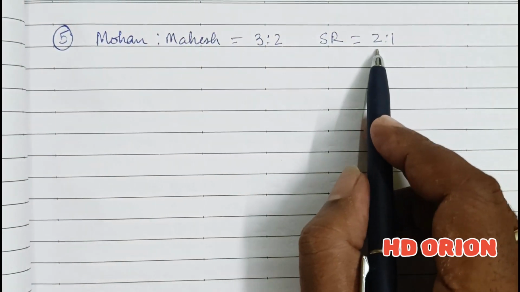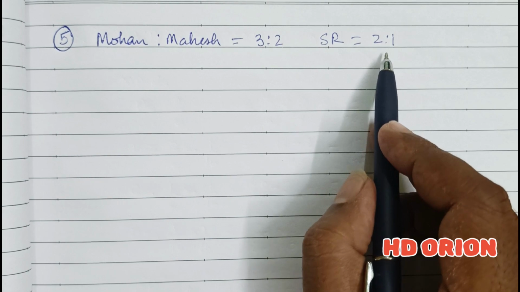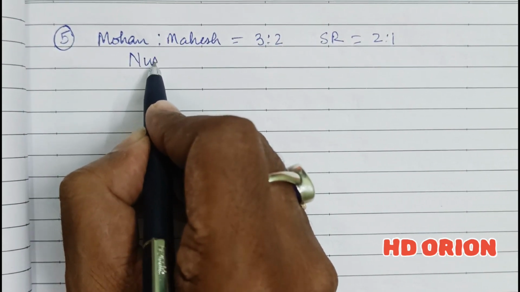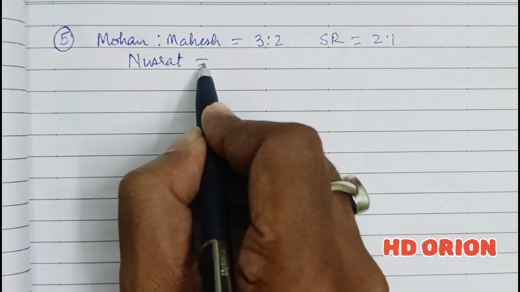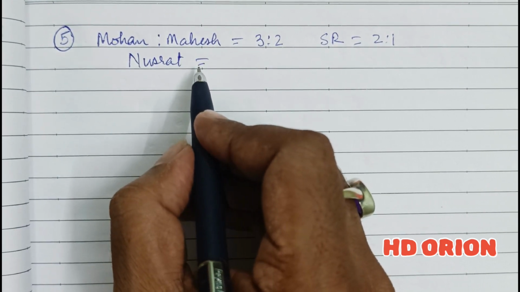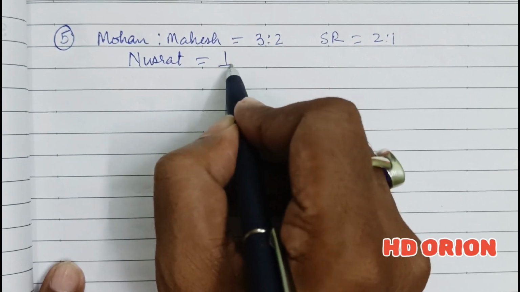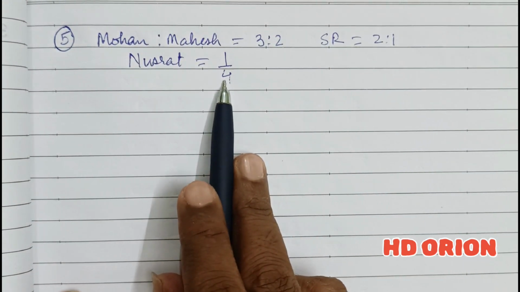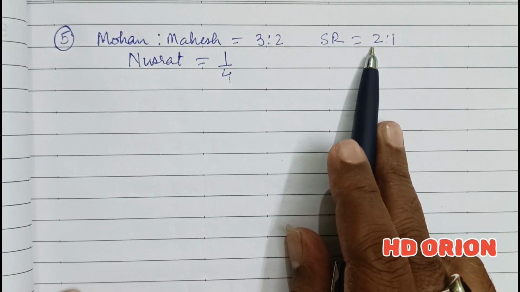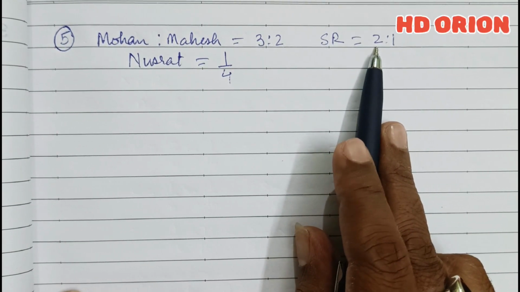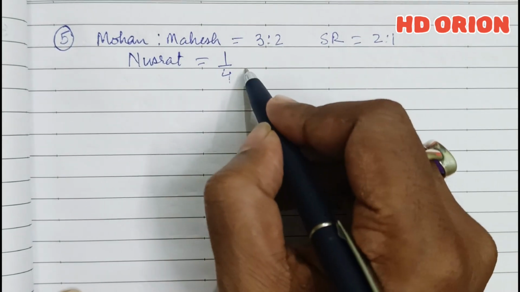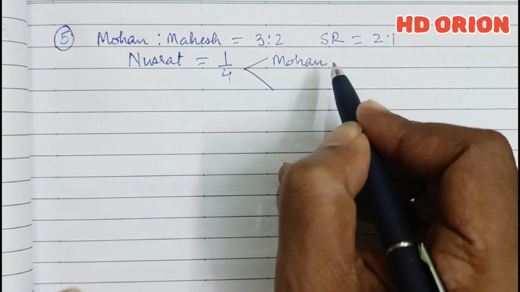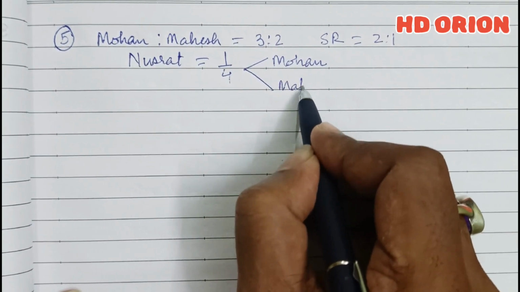So whom have they sacrificed their portion to? They have sacrificed to new partner Nusrat. And Nusrat's portion is 1/4. So what does it mean? That this 1/4 is the combination of sacrifices made by Mohan and Mahesh. So how much has Mohan sacrificed? Let us find out, and Mahesh also.